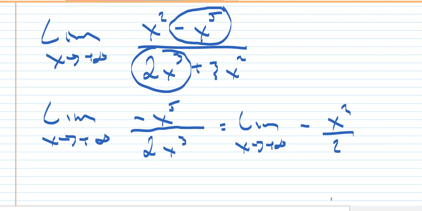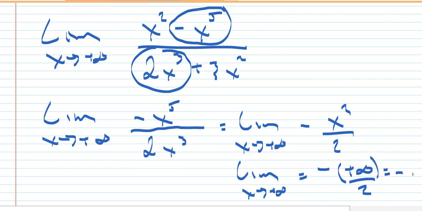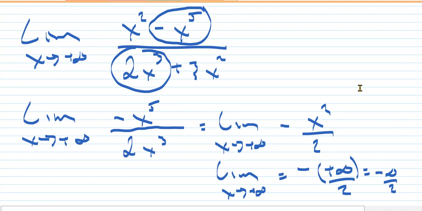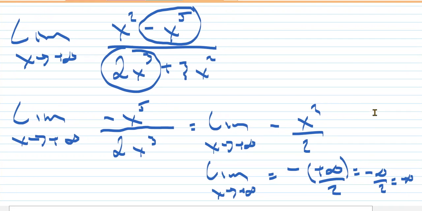squared over 2. All right, so what is the limit of x squared? Well, the limit of x squared is positive infinity, but we have a negative in front of it. Negative positive infinity over 2. So think of this as a negative times positive infinity. A negative times a positive is a negative infinity divided by 2. And what's infinity divided by 2? It's negative infinity. So this becomes negative infinity.